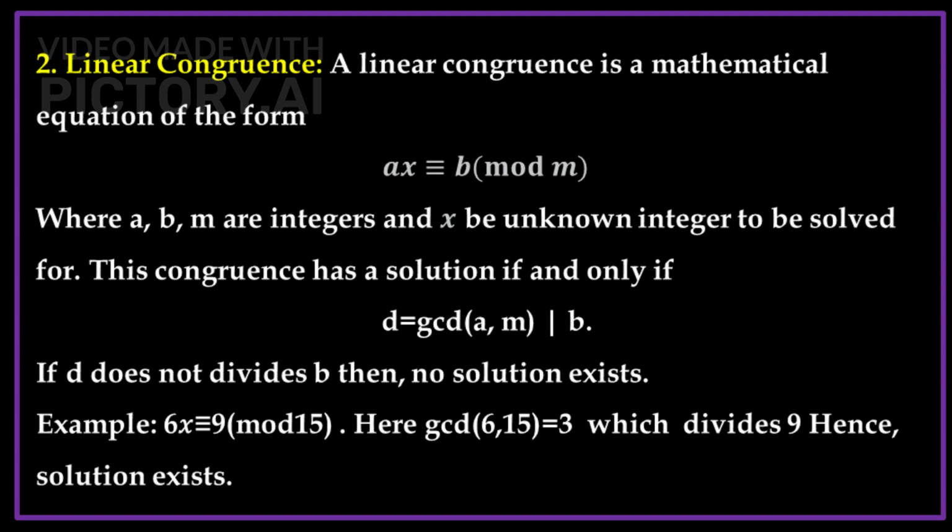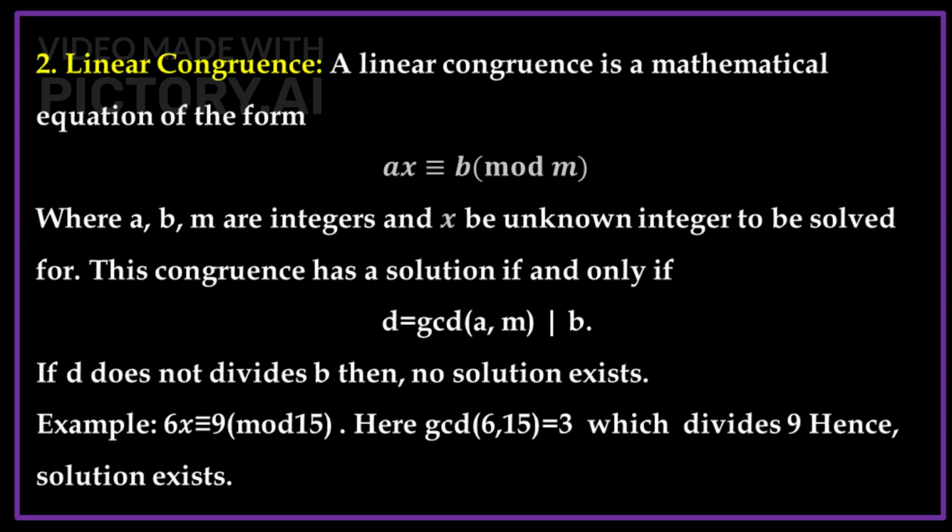Let us move to another topic, linear congruences. Linear congruences are equations of the form ax congruent to b modulo m, where a, b, and m are integers, and x is the unknown integer. These equations have solutions if and only if the greatest common divisor of a and m divides b.